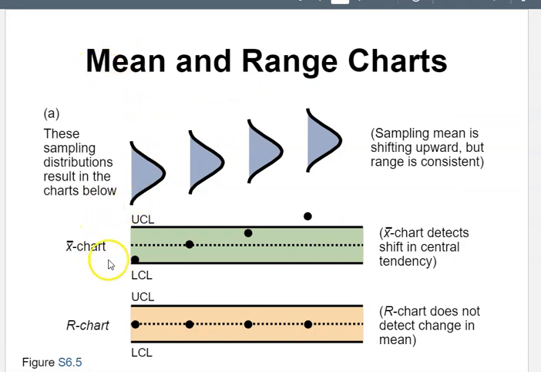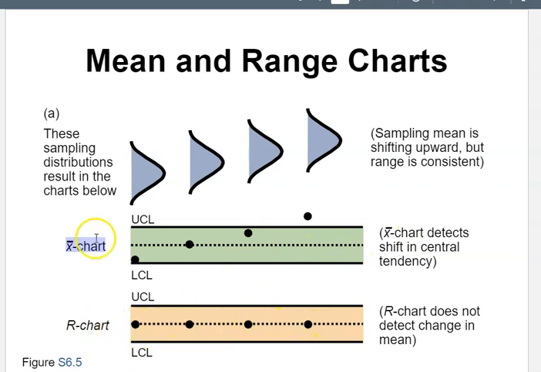Mean and range charts. So you can see the difference here. These sampling distributions result in the charts below. The sampling mean is shifting upward, but the range is consistent. So you can see we have the same distribution, right? Same range. The range is not changing, but the average is increasing. So the Xbar chart shows the system goes out of control. You can see that, because that's the average of each day or each hour that is increasing. But the R chart shows that the system is in control.